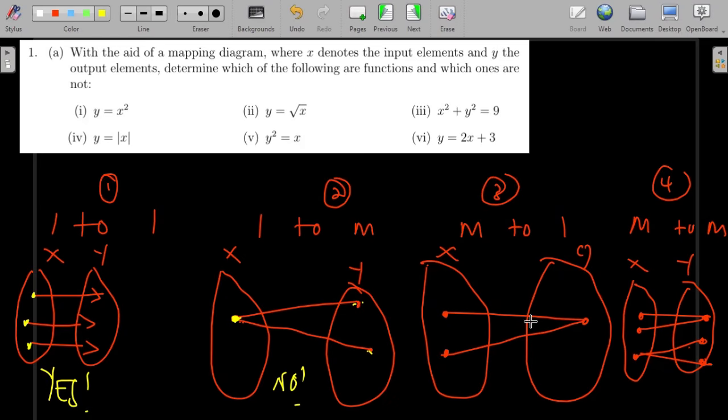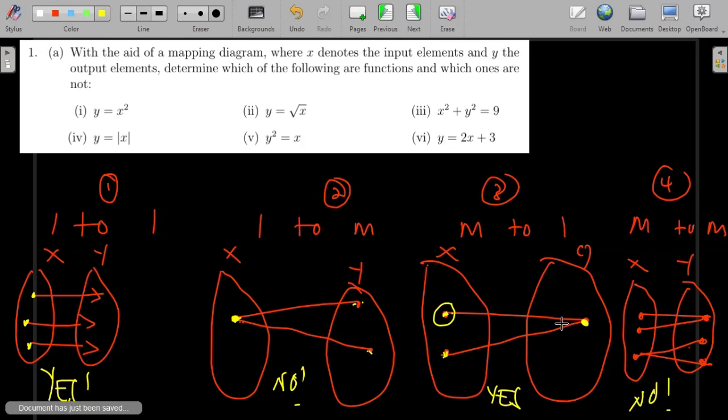Okay, so a many-to-one, yes, it's a function because each input here is being mapped to only one output here. The output might be the same for this one and this one, but if we consider just this one, we see that it's been mapped to only one. We consider this one, it is being mapped to only one. So we're going to say this here, yes, it's a function because each input here only has one image there. Okay, and then a many-to-many, definitely this one is not a function.